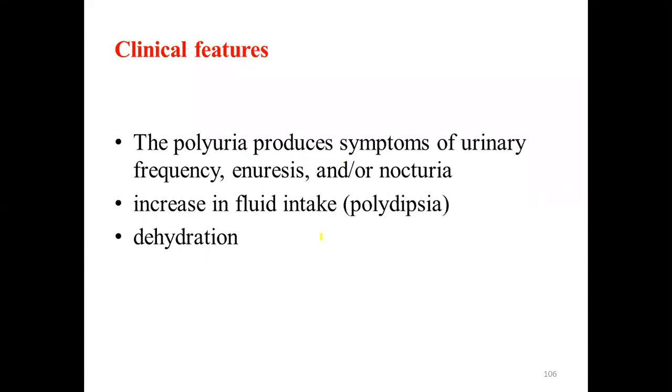Then polyuria is a common finding. When a patient has diabetes insipidus, or DI, polyuria is a very common finding. This polyuria is in frequency, and even nocturia is very common, because the kidney is not able to concentrate urine at night time. So the patient can even have nocturia.